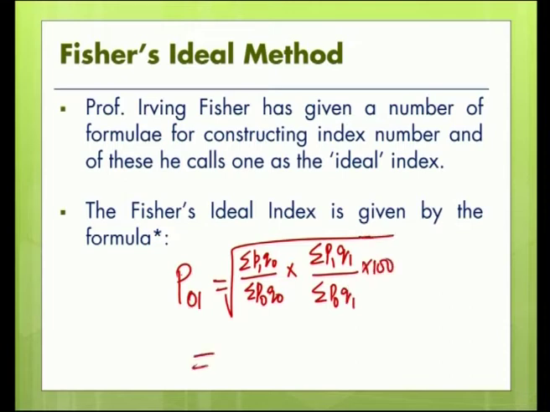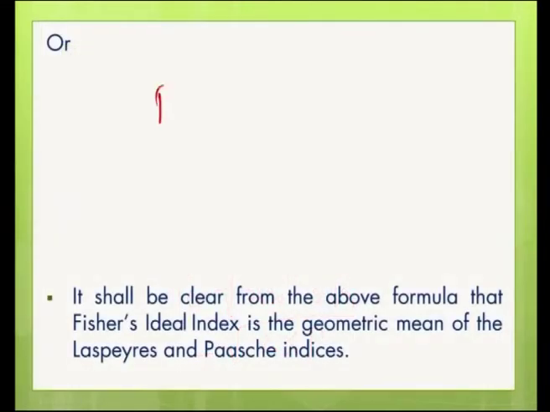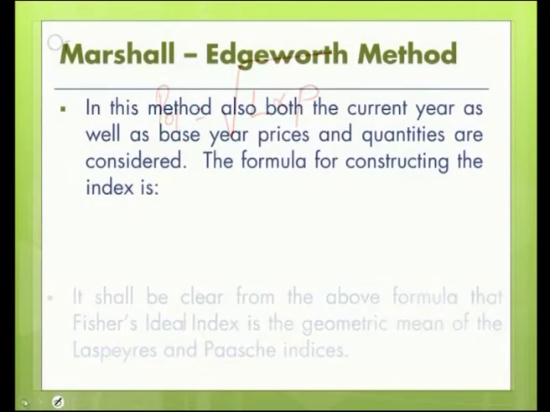It is actually the square root of L into P: Laspeyres index number into Paasche's index number and then its square root, or P01 is equal to square root of L into P. It shall be clear from the above formula that Fisher's ideal index number is the geometric mean of the Laspeyres and Paasche indices.